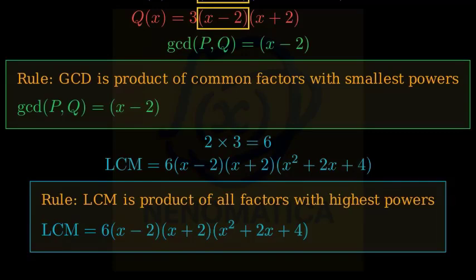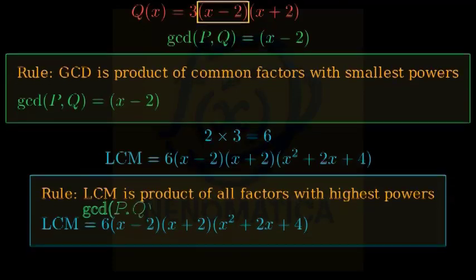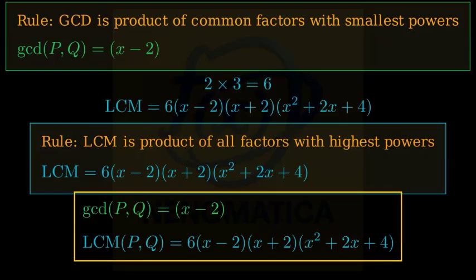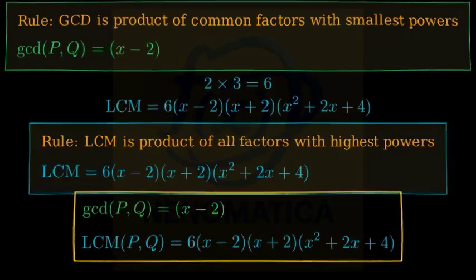Greatest common divisor equals x minus 2, and least common multiple equals 6 times x minus 2 times x plus 2 times x squared plus 2x plus 4. Quick challenge. What are the greatest common divisor and the least common multiple of x cubed minus 1 and x squared minus 1? Try factoring using difference of cubes and difference of squares.